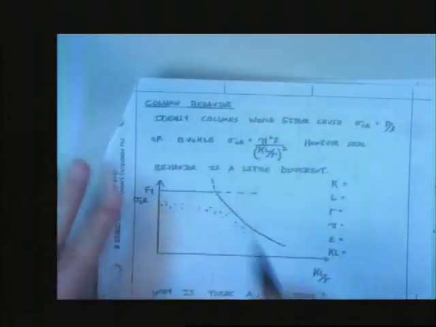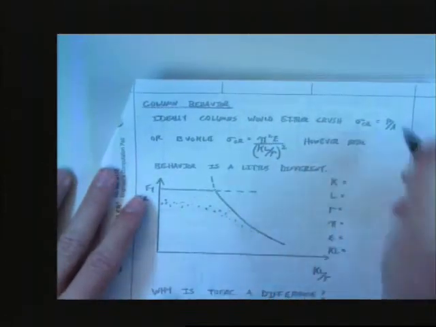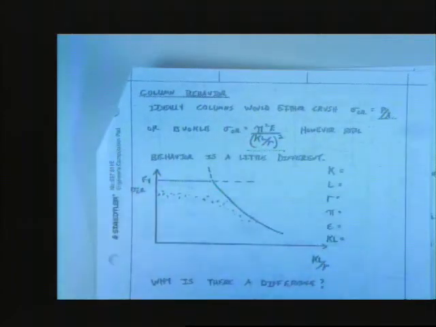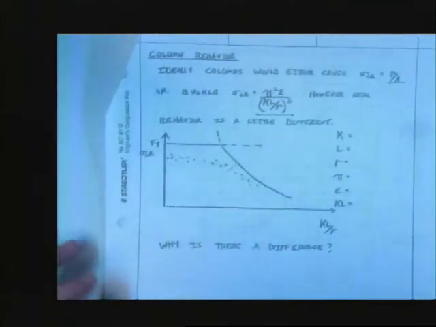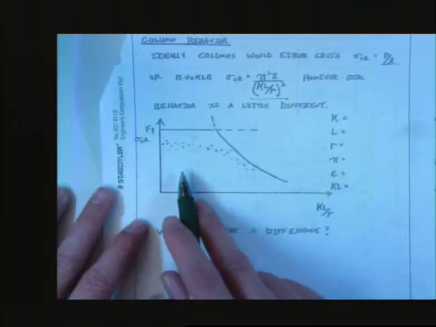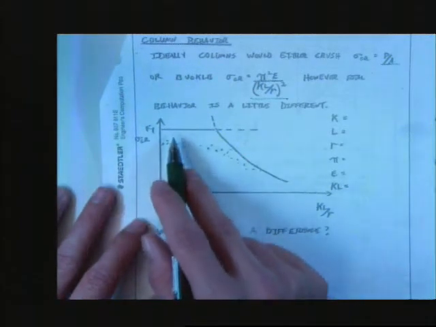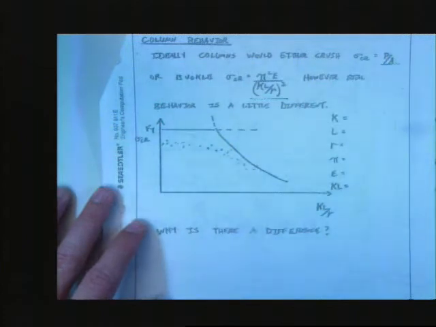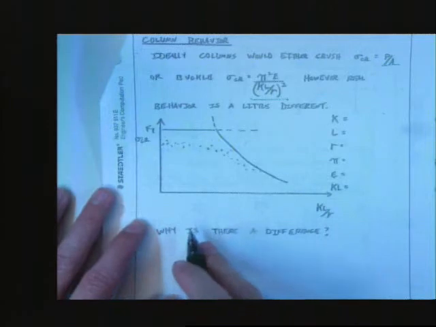Column behavior. Ideally, columns should either crush, that's a P over A type calculation, or buckle, that's pi squared E over (K L over r) squared. However, real behavior is a little different, and I show this graph over and over and over again. I love this graph. I want to marry this graph, but I'm already married, and my wife would probably get jealous, okay? But the cool thing about this graph is that it explains everything about column buckling. Every problem you work in this class when it comes to columns can be described by this graph.